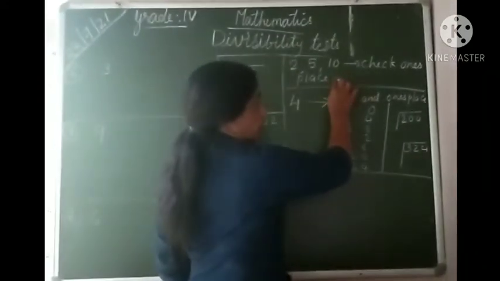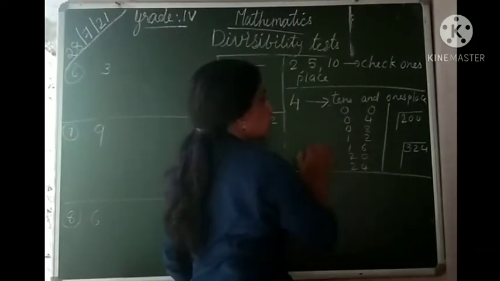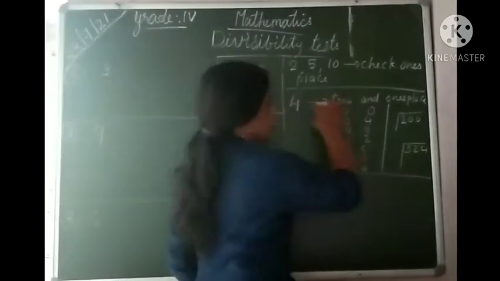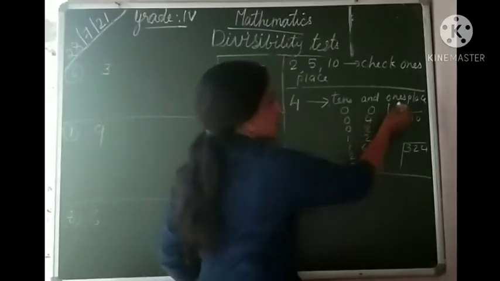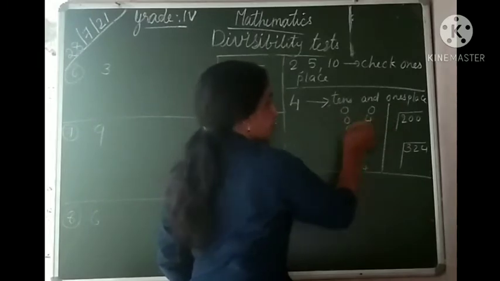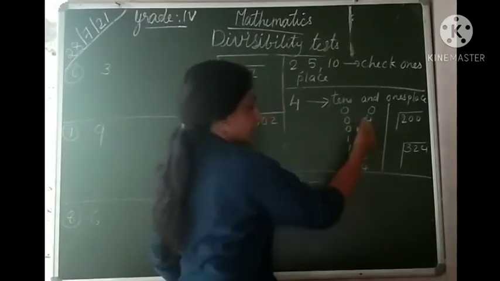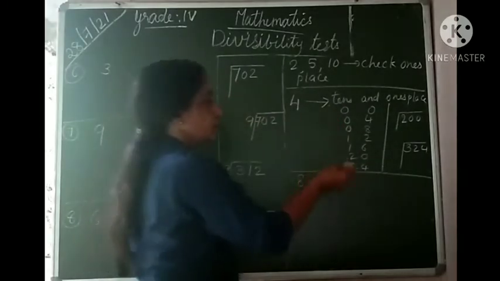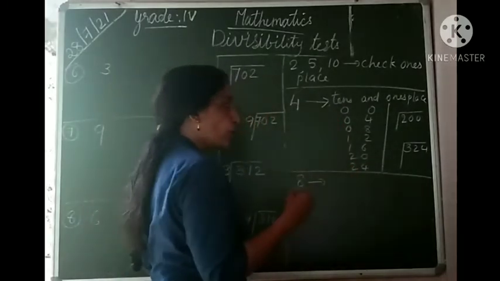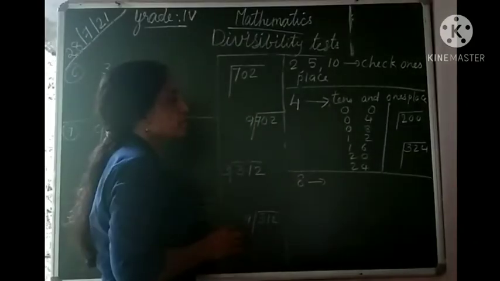Here, for 2, 5 and 10, we check only the ones place. In the case of 4, we check 2 places, ones and tens. If the ones and tens places are both zeros, or form a multiple of 4 such as 04, 08, 12, 16, 20, 24, etc., that number is divisible by 4.